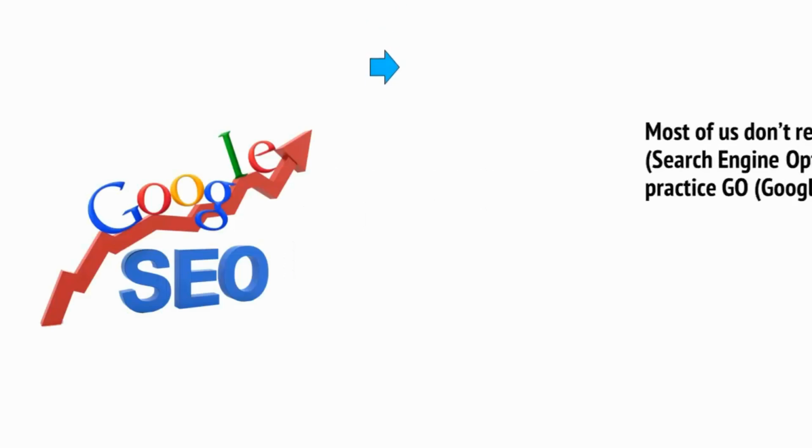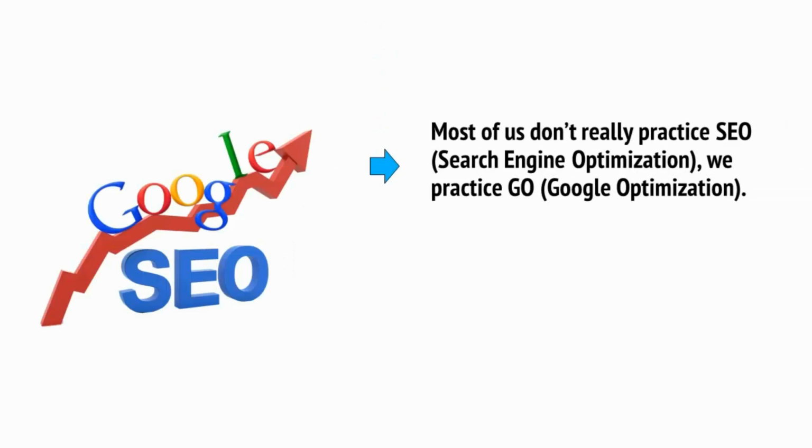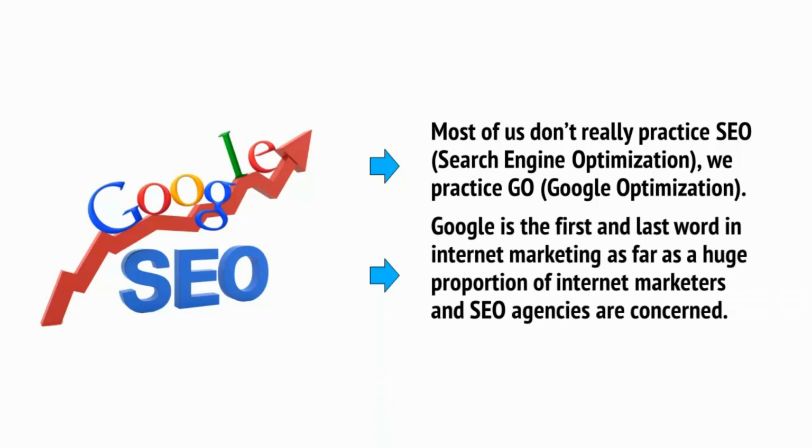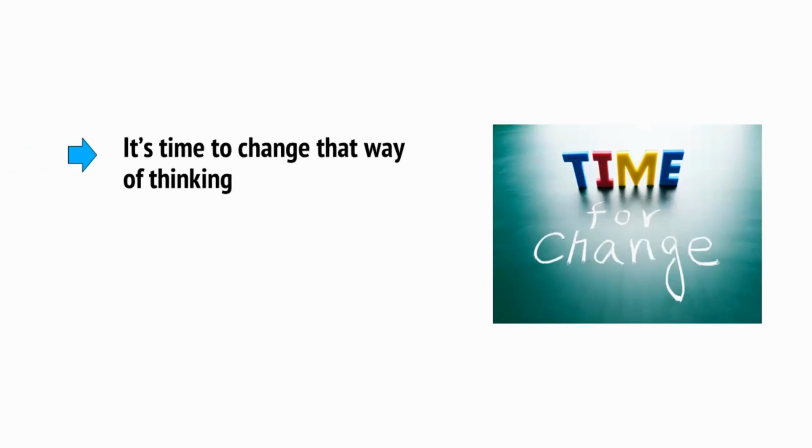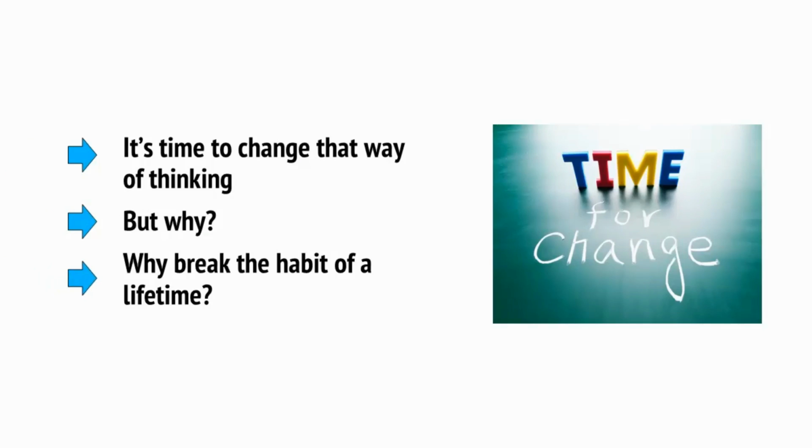Now, let's be honest, most of us don't really practice SEO, search engine optimization. We practice GEO, Google optimization. Google is the first and last word in internet marketing as far as a huge proportion of internet marketers and SEO agencies are concerned. It's time to change this way of thinking. But why? Why break the habit of a lifetime?